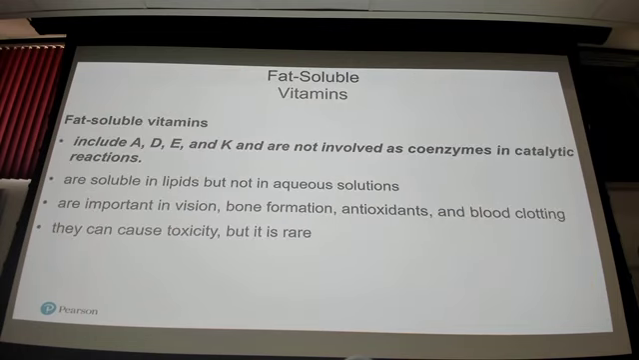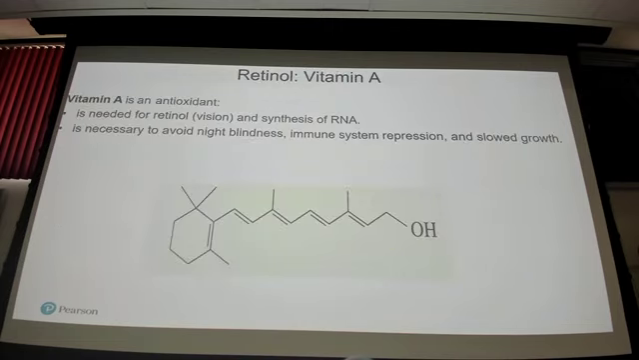Now the fat soluble vitamins. Easiest way to remember those, ADEK, fat soluble vitamins. These are not involved as coenzymes in enzyme reactions. They are lipid soluble, so they can potentially stay in the body and cause toxicity, but they rarely do. Vitamin A is involved in vision and RNA synthesis. It's an antioxidant.